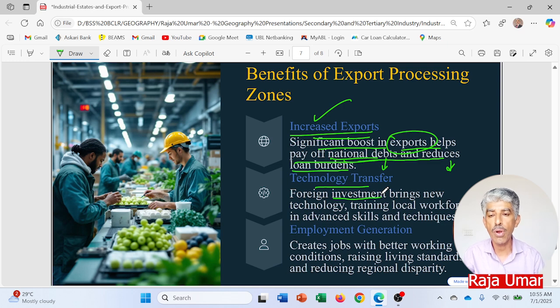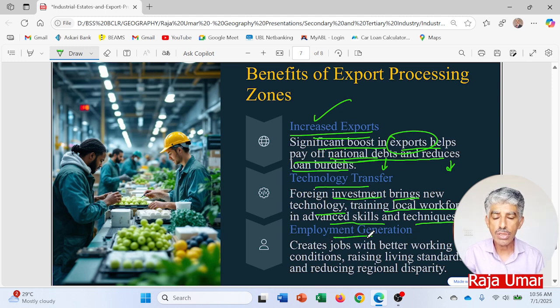In the same way, when foreign investors come over here to establish industry in the export processing zones, they will bring modern machinery along with them. They will bring the technology. They will bring the technicians, and they all would be a plus point for Pakistan. Foreign investment brings new technology, training the local workforce in advanced skills and techniques. So it will benefit in all possible ways, including the bringing of technology and the training of the local workers over here.